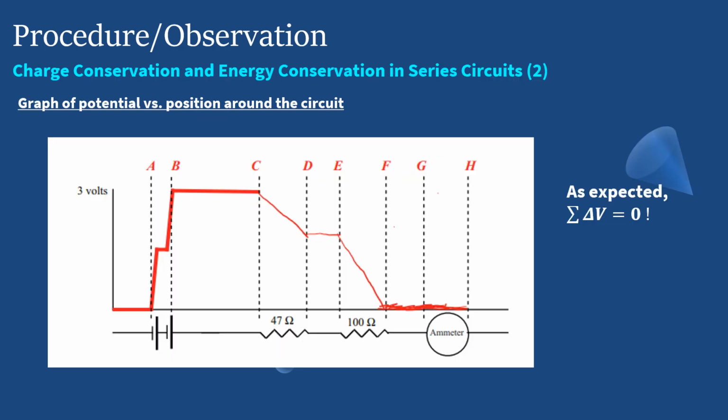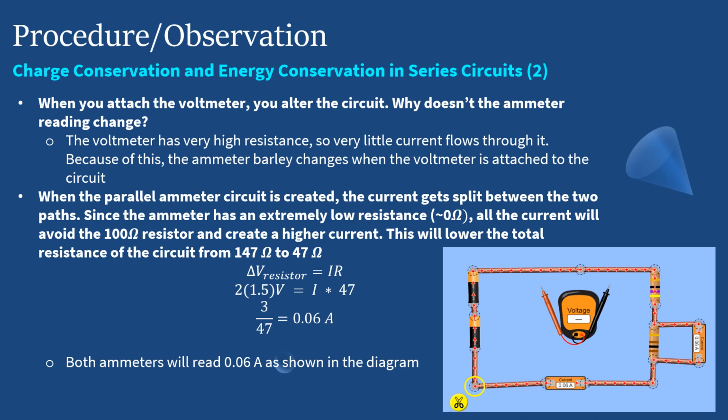Here's a graph of the potential differences from the previous slide. As expected, the start and ending potential difference is 0. When you attach the voltmeter, the ammeter reading does not change because the voltmeter has a very high resistance, so very little current flows through it. Because of this, the ammeter barely changes when the voltmeter is attached to the circuit.